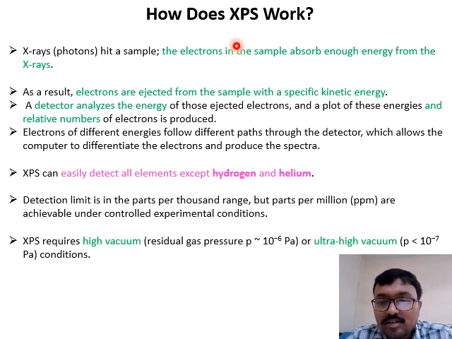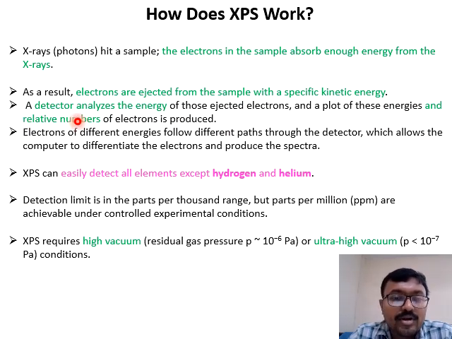So first, atoms present on the surface absorb the electromagnetic radiation. Because of that, electrons of those atoms get that energy, and after getting that energy, the electrons are emitted. There will be one detector or analyzer that analyzes the emitted or ejected electrons and plots the energy of these electrons and the number of electrons. Electrons of different energy follow different paths through the detector.